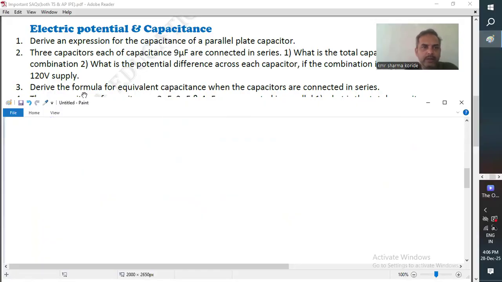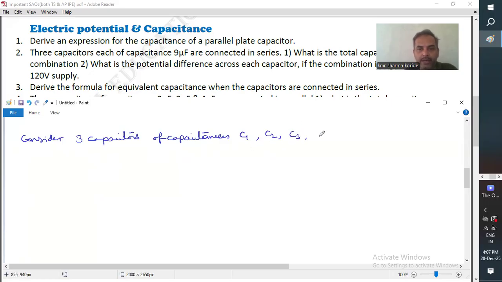Question number 3. Derive the formula for equivalent capacitance when the capacitors are connected in series. Consider 3 capacitors of capacitances C1, C2, C3. We can take many also.